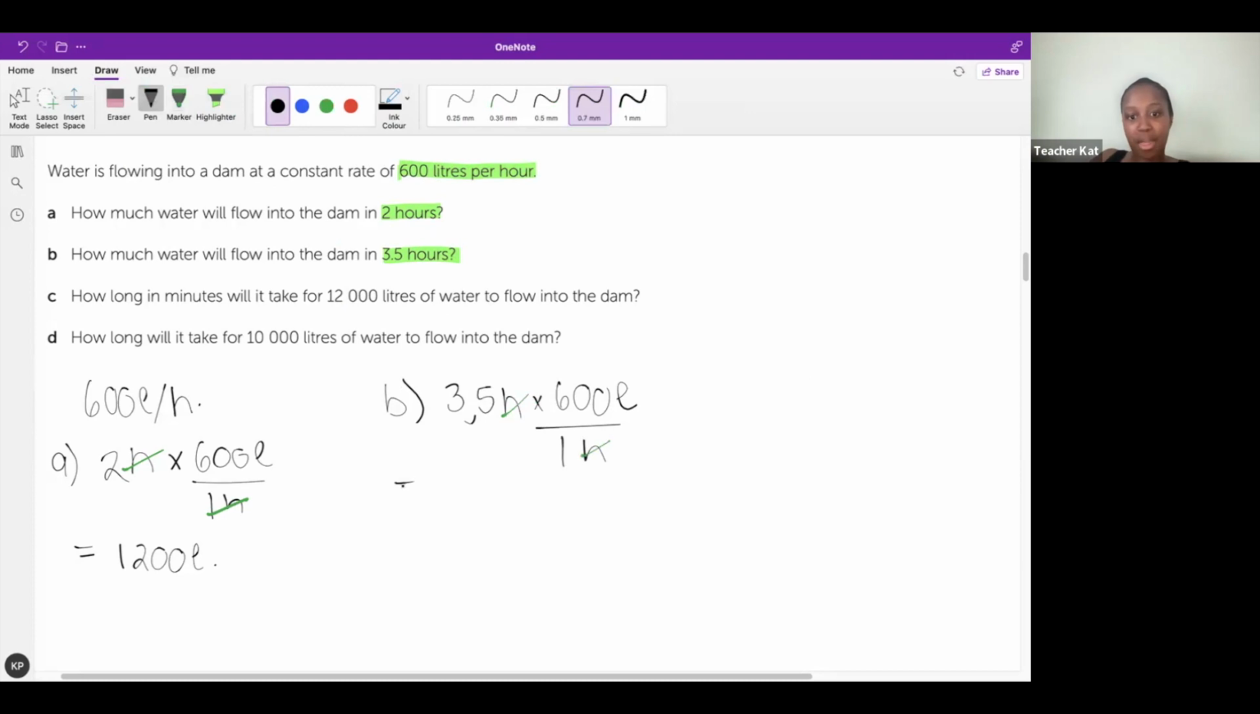Okay, 3.5 times 600, that is 6, 12, 18 plus 3, which is 2,100 liters. And I'm going to check that. 3.5 times 600, yes.